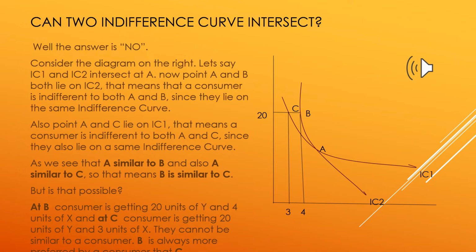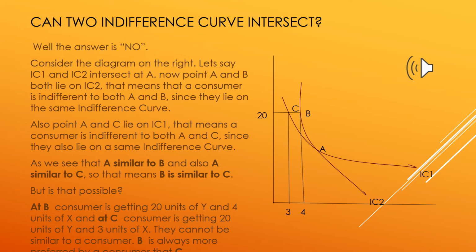So the next topic is, can two indifference curves intersect? Well, the answer is absolutely no. Two indifference curves can never intersect. Let me explain it with an example. Here you can see there are two indifference curves, IC1 and IC2. So I have made them intersect. Both of them are intersecting at point A.